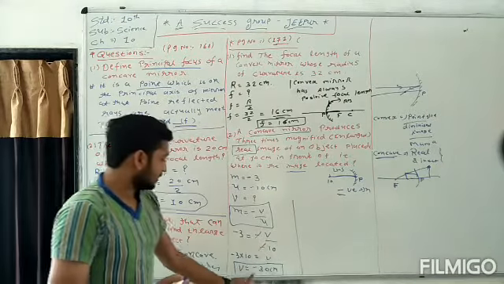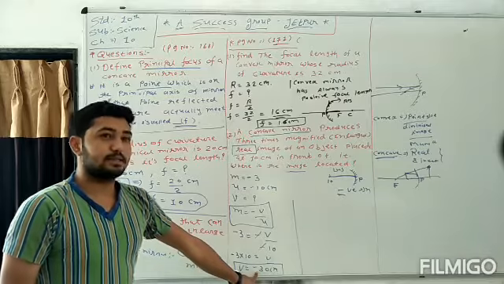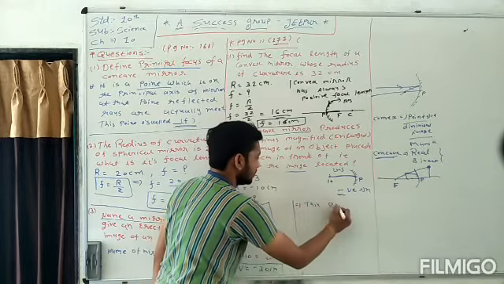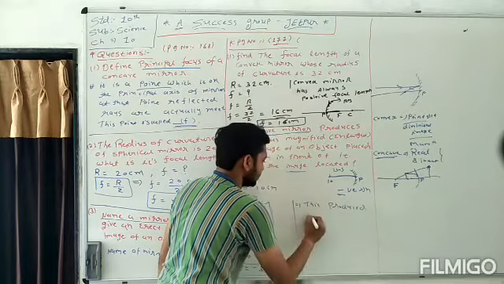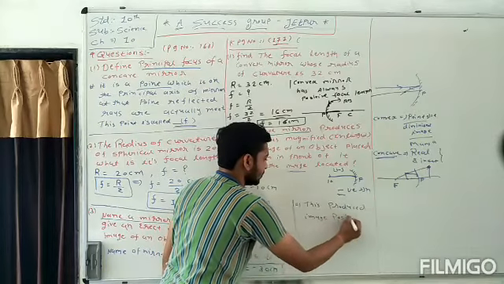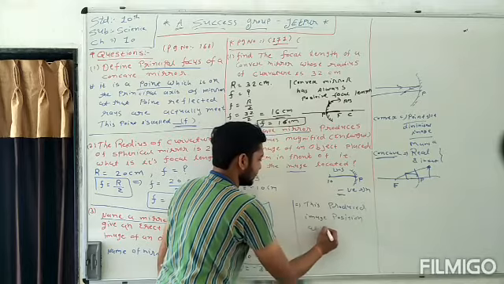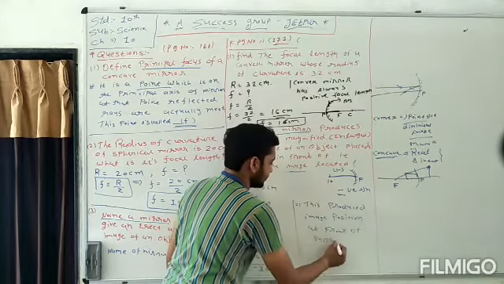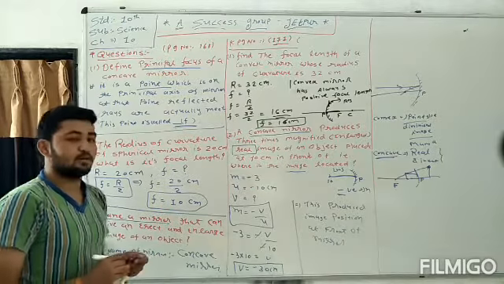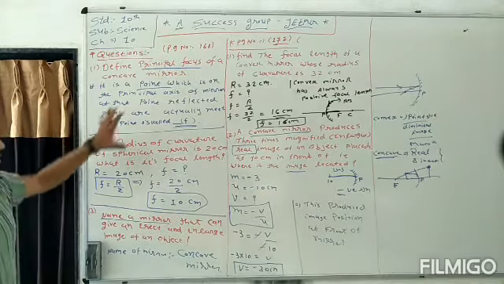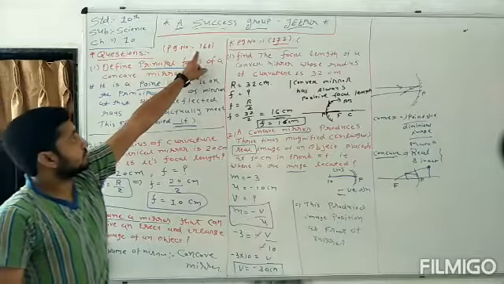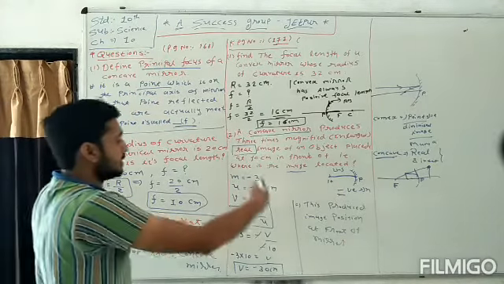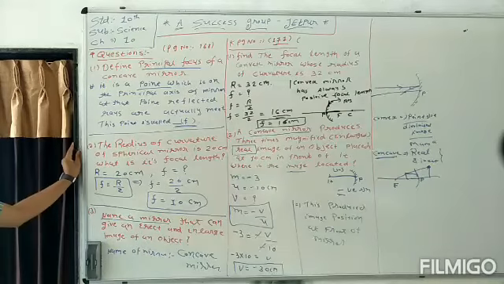You all know this minus sign indicates this image will be produced in front of the mirror, on the front side of the mirror. This question is on page number 168 and 171. So please note down these full solutions.